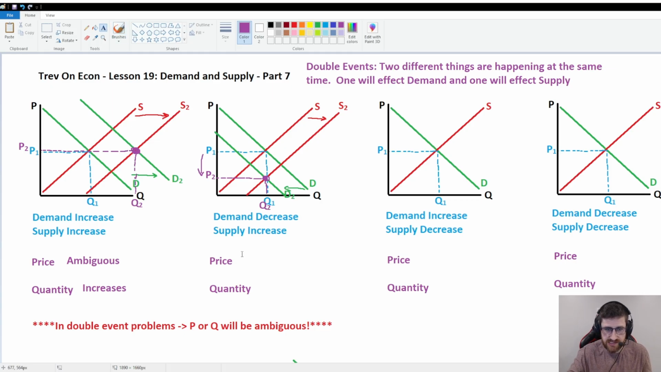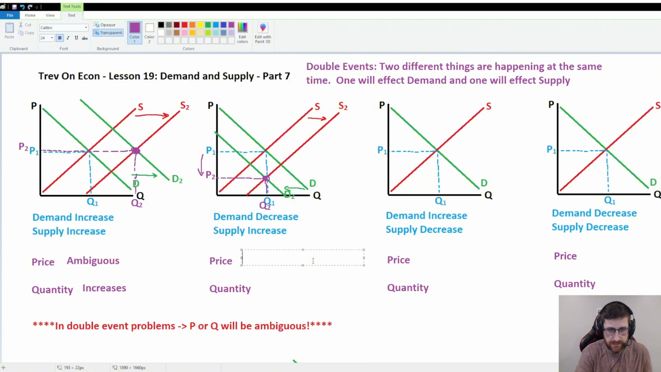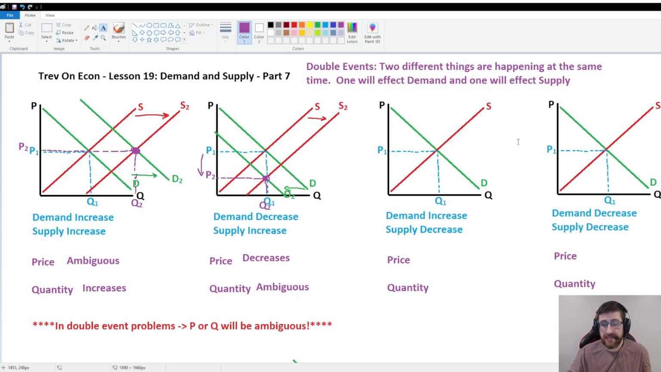So in this one, I could say price decreases, and this time it's quantity that's ambiguous, right? Because again, it looks to be about the same. We can't use the word the same, so we're going to use ambiguous and say, I don't know. Okay. Again, if you want to give this a shot yourself, I would pause the video here and try to tackle the next picture on your own, see if you get the correct results.